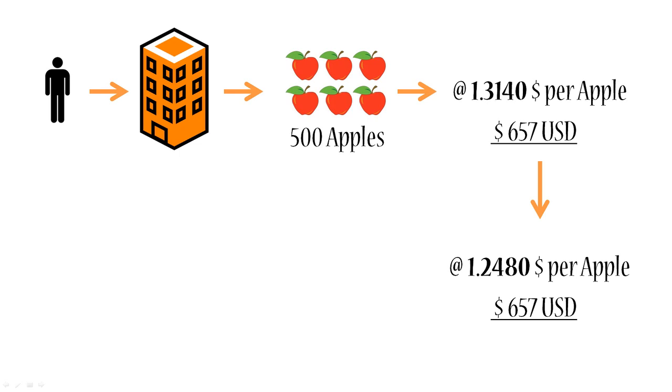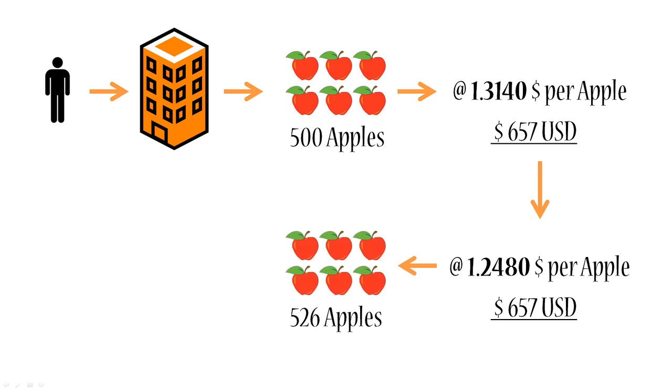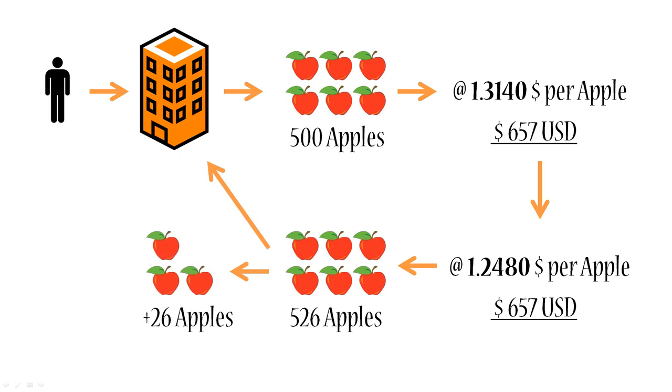Well, you're going to go and you're going to buy back apples. Now with your $657, you can buy 526 apples. So as you remember, you still have to return 500 apples to your broker, and that's exactly what you do. You return 500 to the broker, and that means you still have 26 apples of profit in your hands. Because of this transaction, you're left with an extra 26 apples. And now what you do with these 26 apples is you convert them back into US dollars at the exchange rate at the time. And that basically means that now you have a profit of 32 US dollars.